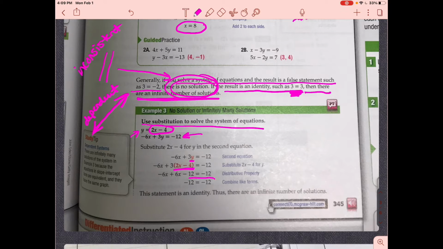But they come up with this statement, negative 12 equals negative 12. Well, that's true. And that's an identity. And so whenever we have that situation, there are an infinite number of solutions. That is a consistent and dependent system.